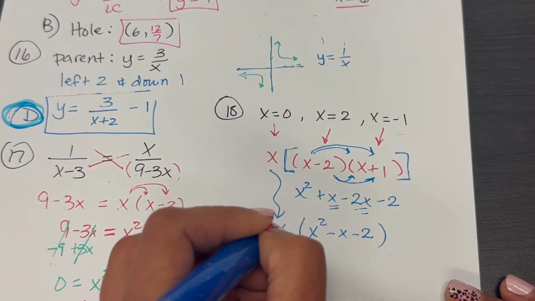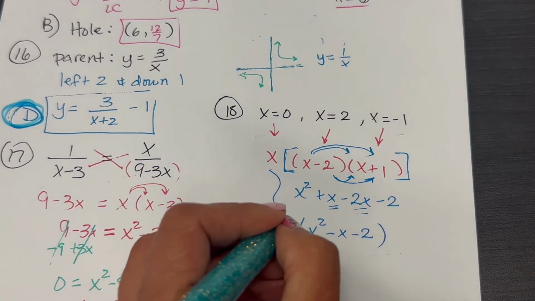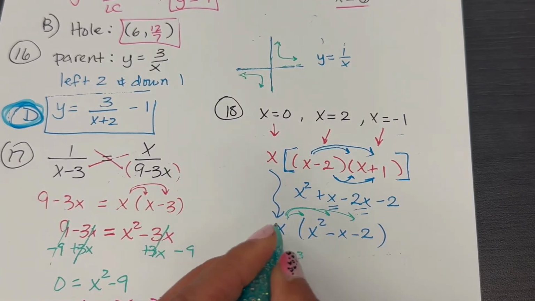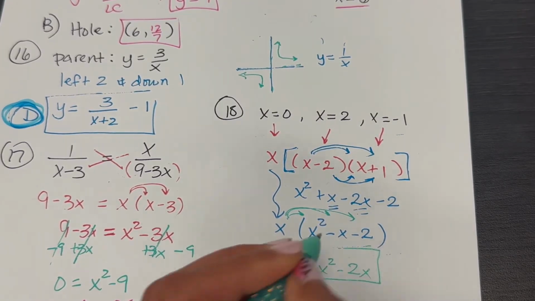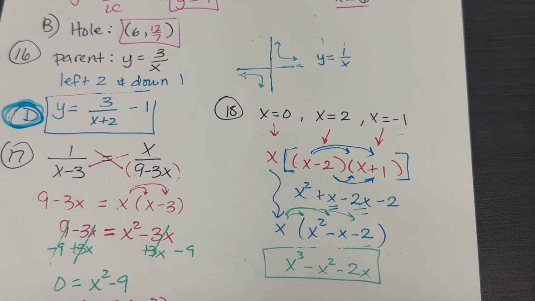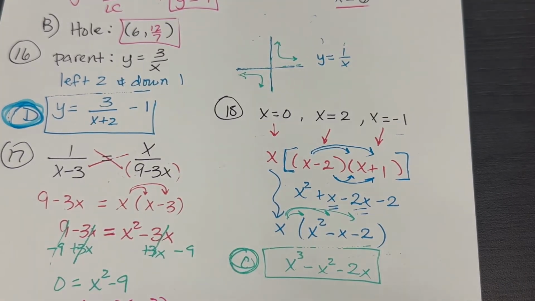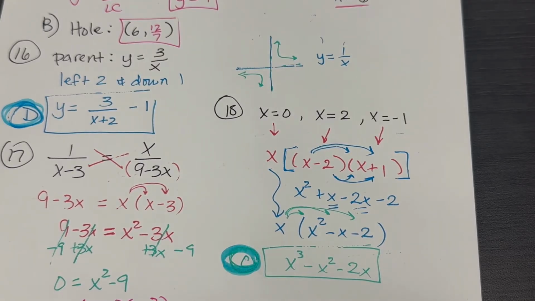Bring down this little x and multiply him in. So when you distribute him in, you're going to get x cubed minus x squared minus 2x. And that's our final answer. So everything is negative. So it should be C. That's 18.